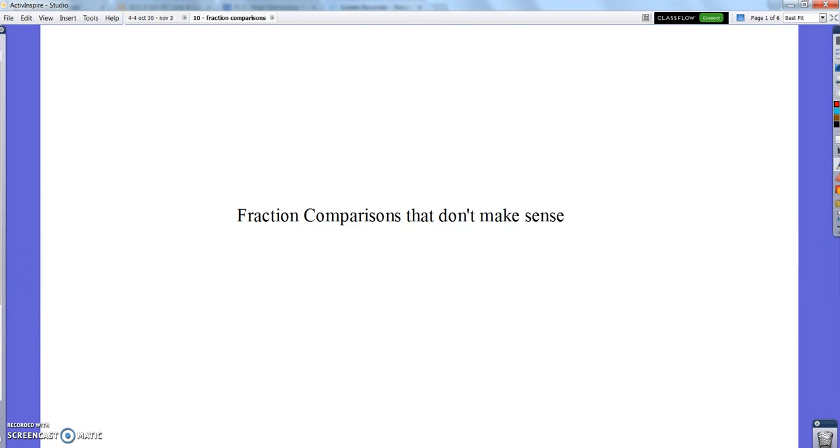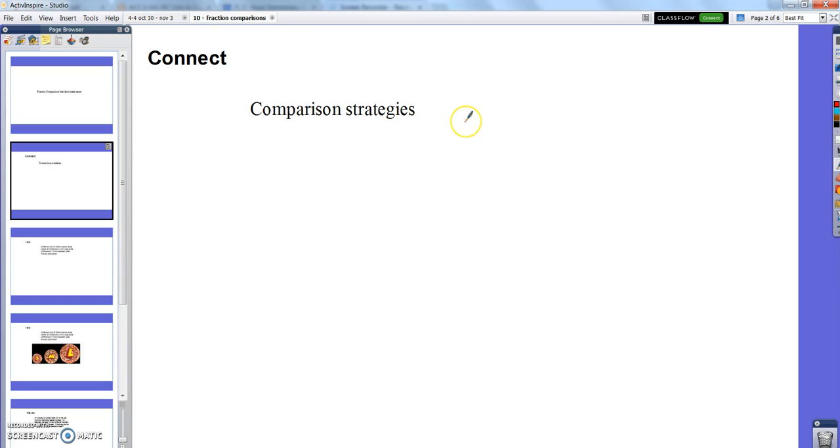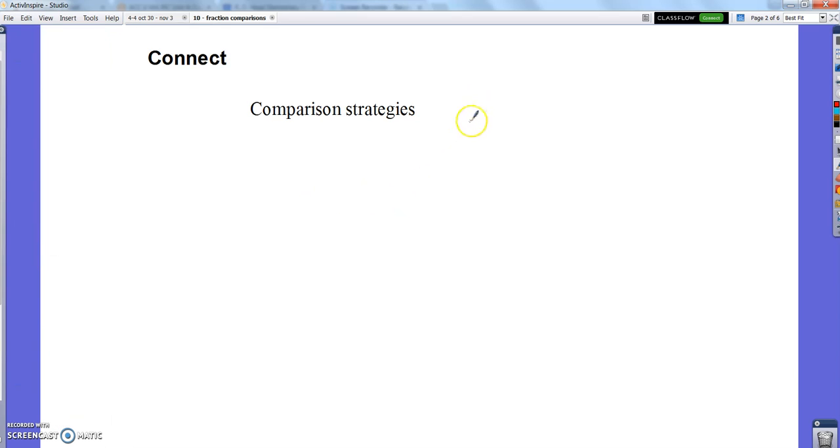Hey there, fourth graders. Last mini lesson on comparing fractions, and it's kind of a weird one. It's called Fraction Comparisons That Don't Make Sense. So please write that as the next title in your math notebook. Mark your page with your pencil, close it up, and when you're ready to go, unpause and just concentrate with me on the idea.